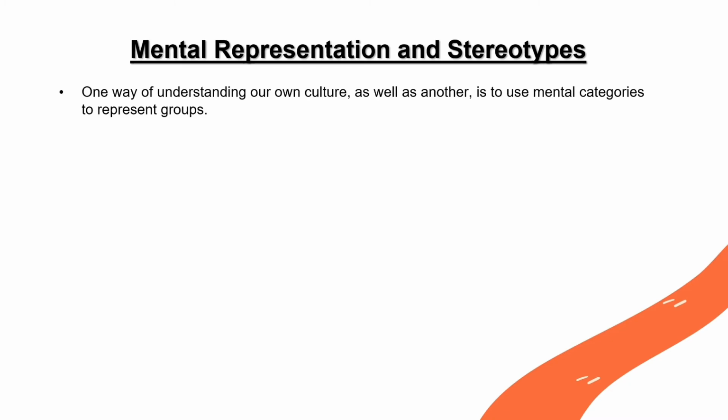And my last point is mental representation and stereotypes. This point introduces the use of mental categories to represent groups as one way of understanding our own culture as well as another. These categories or mental representations are often called stereotypes, which can be a very useful tool for understanding unfamiliar culture. Here, we need to make a differentiation between the terms stereotype and prototype.